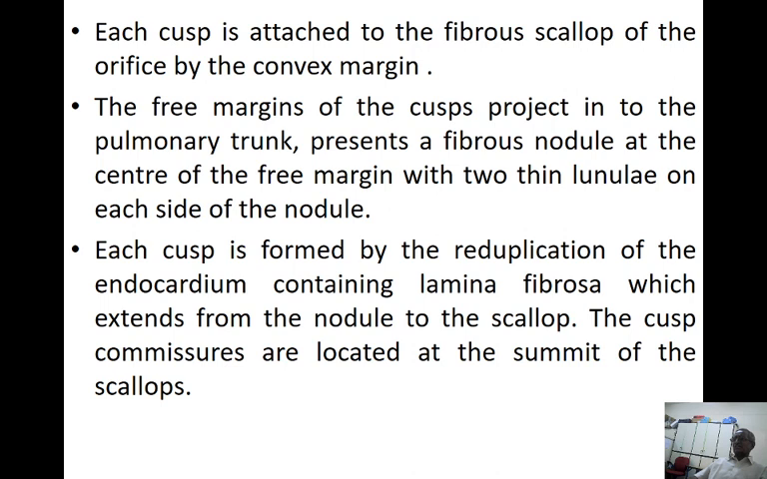Each cusp is attached to the fibrous scallop of the orifice by a convex margin. The free margins of the cusp project into the pulmonary trunk and present a fibrous nodule at the center of the free margin with two thin lunulae on each side of the nodule. Each cusp is formed by reduplication of endocardium containing lamina fibrosa, which extends from the nodule to the scallop. The cusp commissures are located at the summit of the scallops.